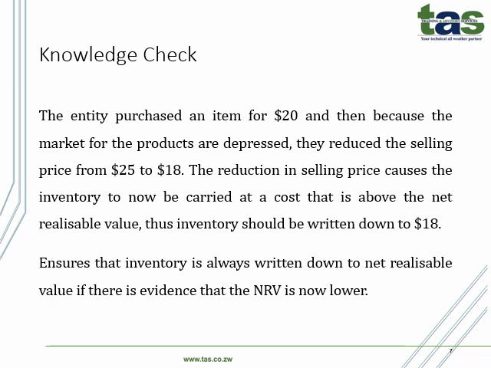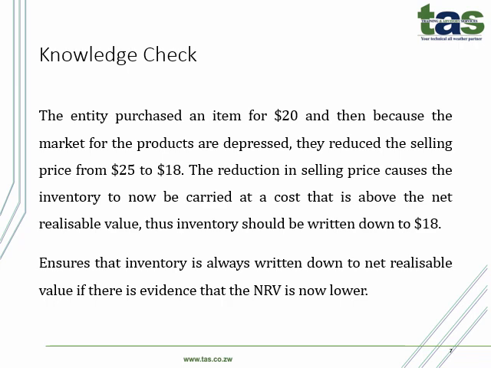Let's look at a knowledge check. The entity purchased an item for $20 and then because the market for the products is depressed, they reduced the price from $25 to $18. The reduction in selling price causes the inventory to now be carried at a cost that is above the net realizable value, and thus inventory should be written down to $18.